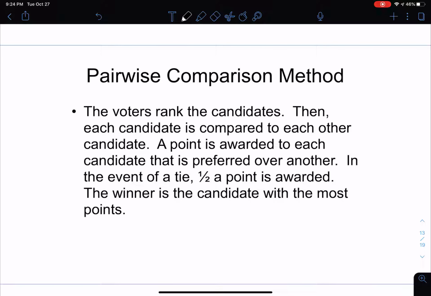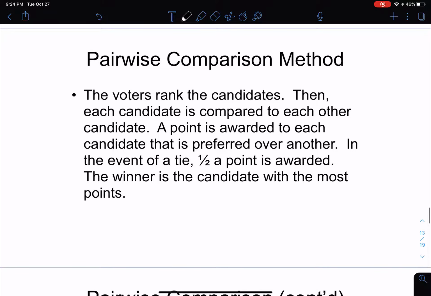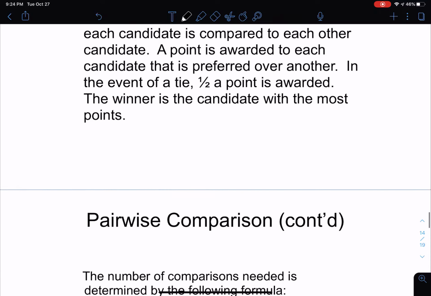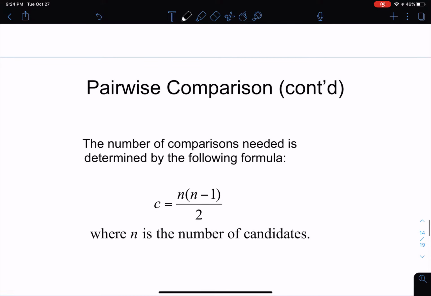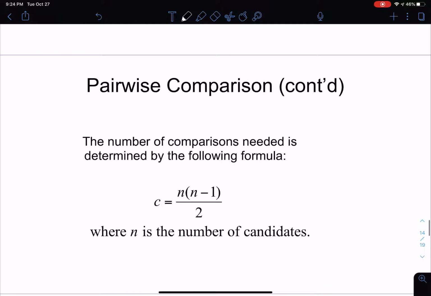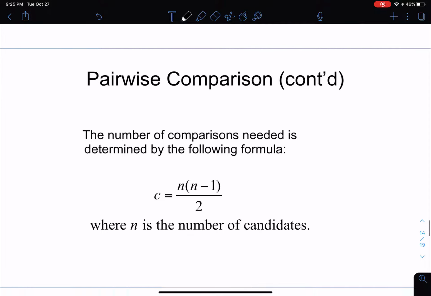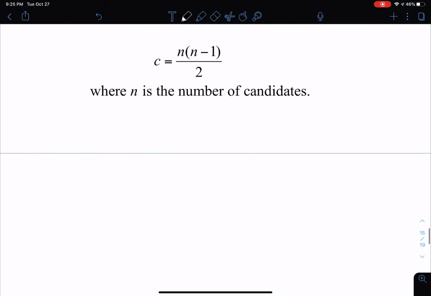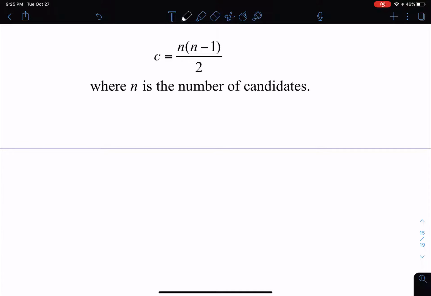Okay, so when you're pairing them up, if you're curious if you got enough pairs, the number of comparisons needed is determined by this formula. However many candidates you have times one less, divided by 2, will tell you how many comparisons you need. All right, so let me leave that formula there. Let's do another preference table where we have first, second, and third place choices.